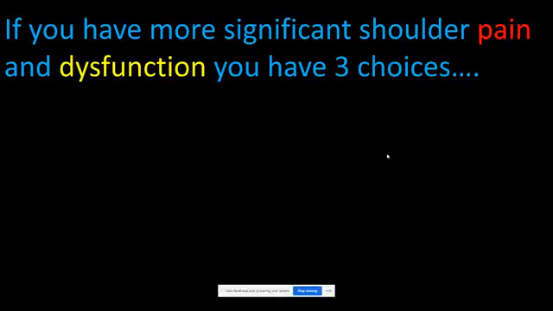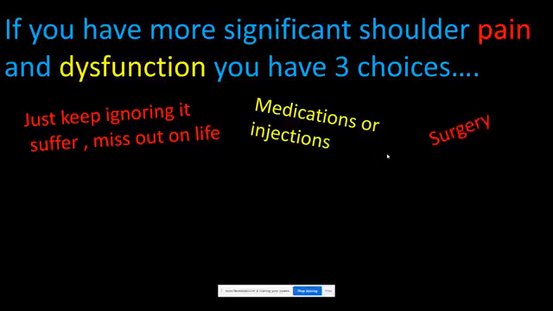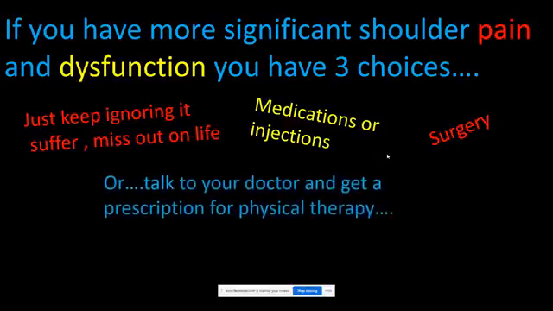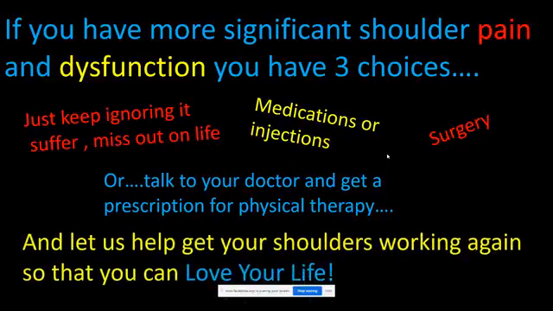If you have more significant shoulder pain and dysfunction, you have three choices. You can just ignore it and keep suffering. You can mask it with medications or injections. You can run to the surgeon and have him cut you open. Or, like we talked about, you can try conservative first. You can talk to your doctor, get him to write you a physical therapy prescription, and let us help you.